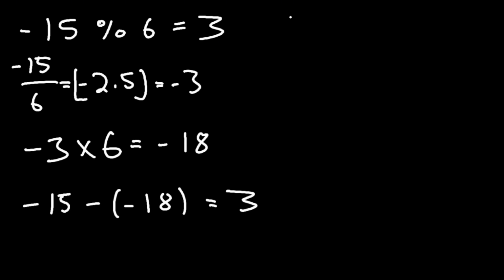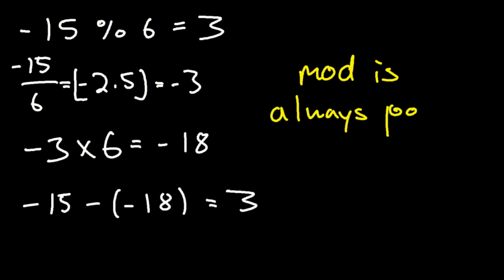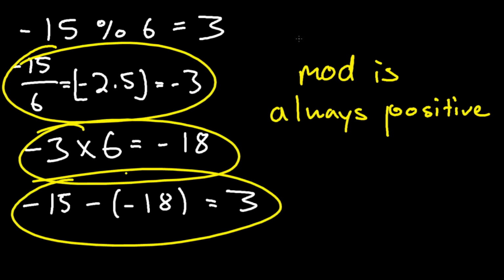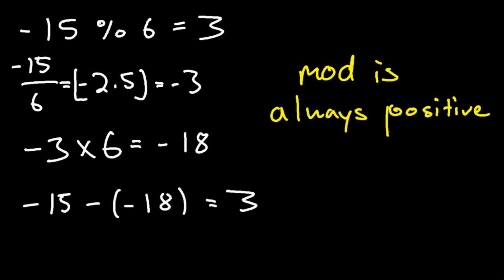Now here's the interesting thing about this. Mod is always positive. Depending on the programming language, it might give you something different, but mathematically speaking, mod is always positive. And you can follow the same approach of flooring, multiplying, and subtracting to find the mod of negative numbers.